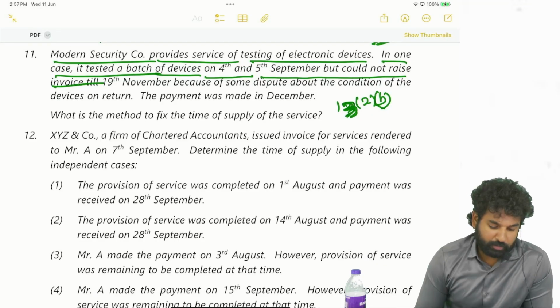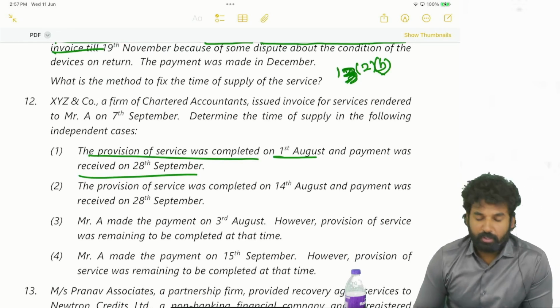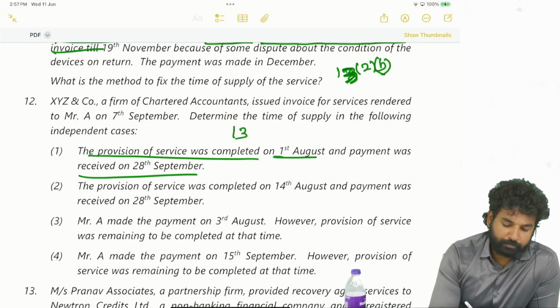Next, XYZ and Company, a firm of chartered accountants, issued invoice for services rendered to Mr. A on 7th September. Determine the time of supply in independent cases. Provision of services completed on 1st August. Payment received on 28th September. See which section will come here? 13. Service means 13.